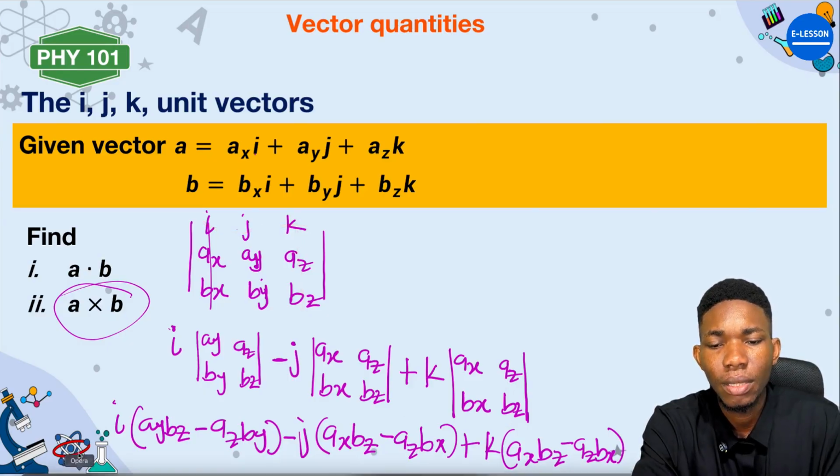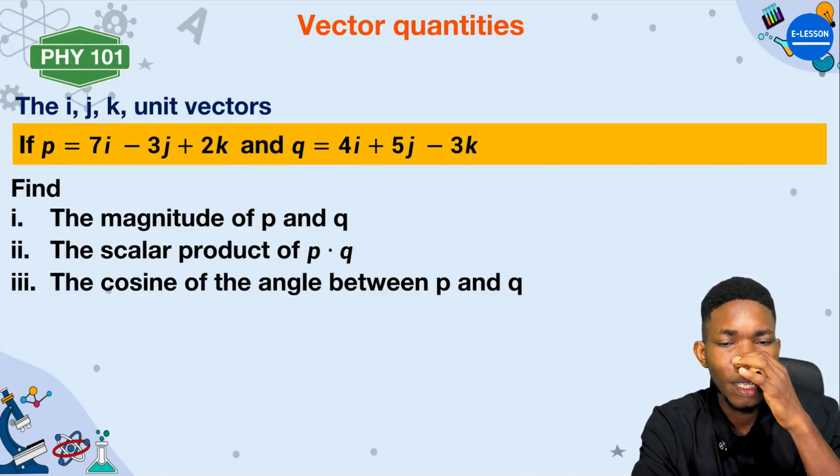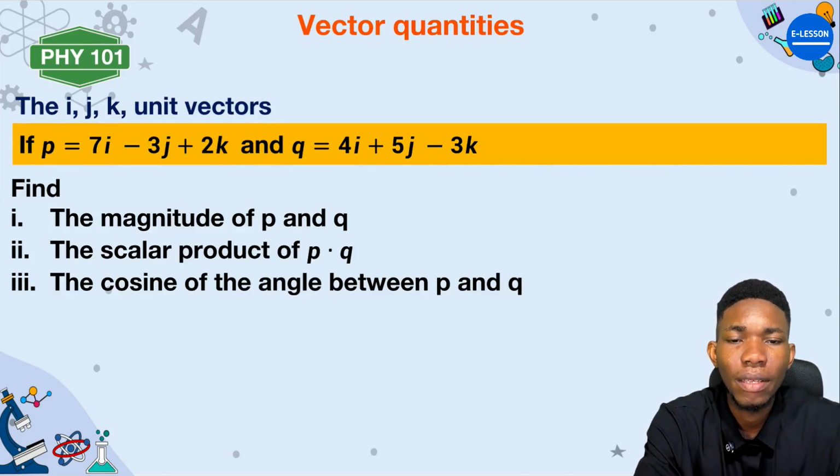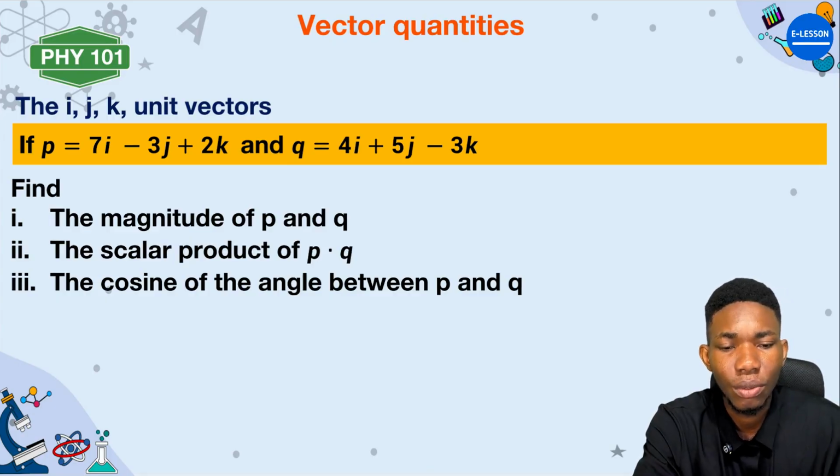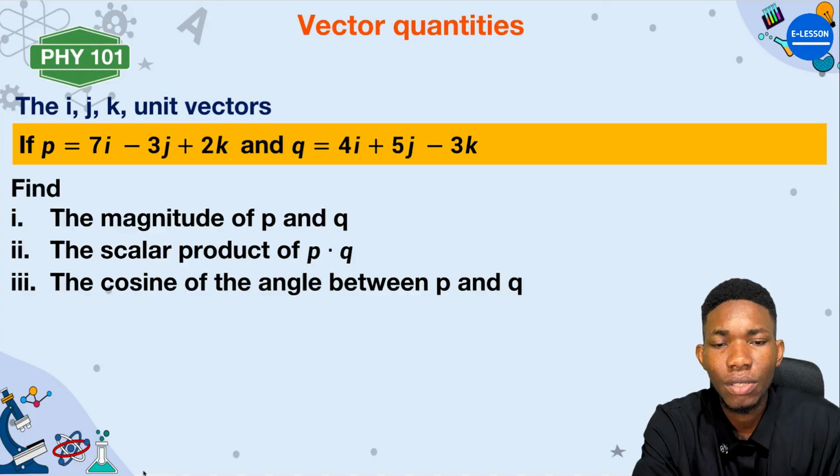Is that understood? Exactly. Now, if P is equal to 7I minus 3J plus 2K, and Q is equal to 4I plus 5J minus 3K, find the magnitude of P and Q, the scalar product of P dot Q, and the cosine of the angle between P and Q. These are the questions you were asked.